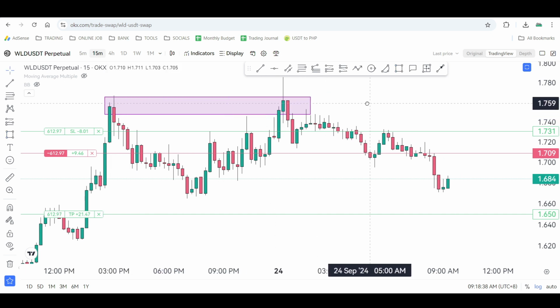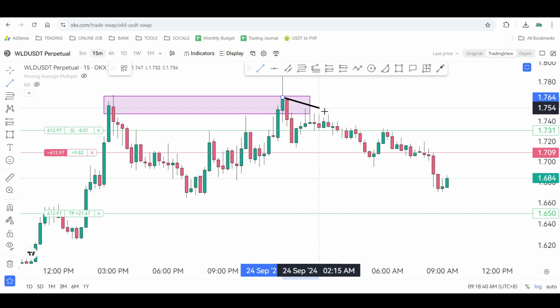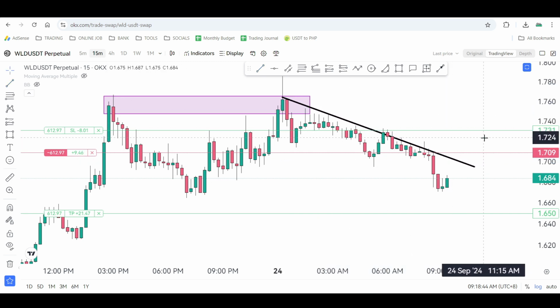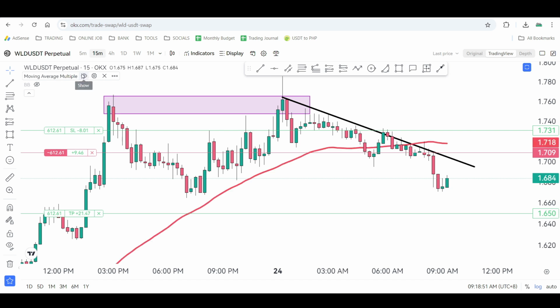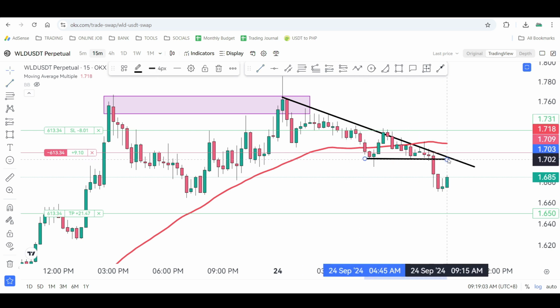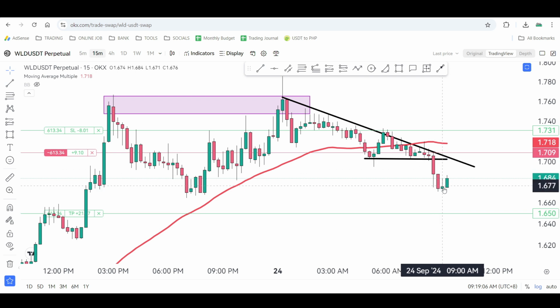If you were to plot a trend line, you'd observe that the price is trending downward, reinforcing my decision to go short. Additionally, another factor influencing my short position is that the price has fallen below the 50 MA on the 15-minute chart. This suggests that the price could continue to drop. Moreover, a descending triangle is forming, further strengthening my belief that WorldCoin is likely to experience short-term downward movement.